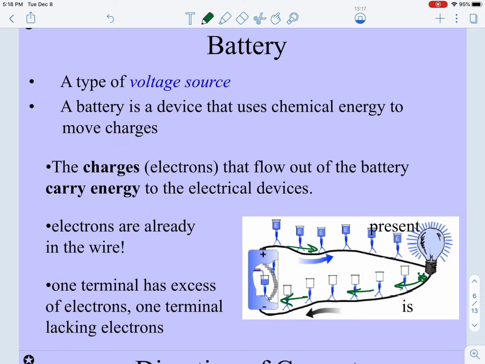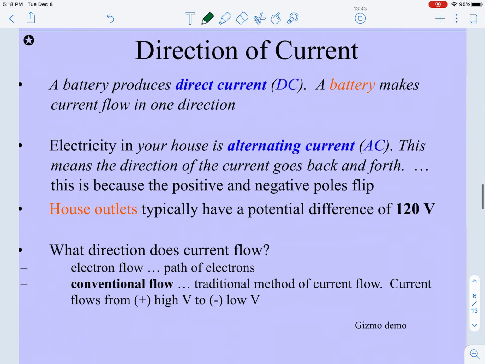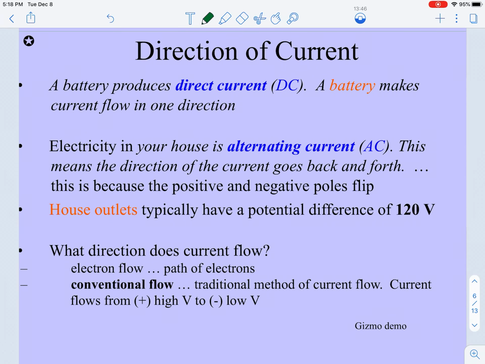So it says here on this last bullet, one terminal has an excess of electrons. If we recall from the previous chapter, that means that we would refer to that area as being negatively charged because of its excess of negatively charged electrons. And one terminal, or one end of our voltage source, will have a lack of electrons, and so we label that as positive. So we have a difference here in our voltage, and that is going to identify the ends that our electrons are going to come out of the battery and return back into the battery.